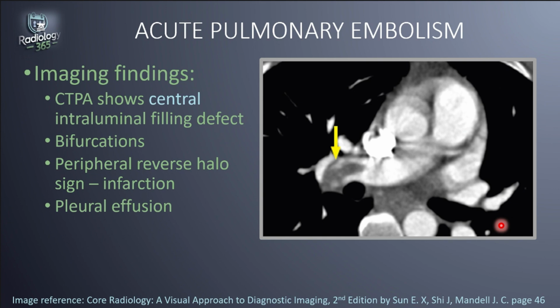Pleural effusions also often develop after several days. After congestive heart failure, parapneumonic effusion, and malignancy, pulmonary infarct is actually the fourth most common cause of pleural effusion. This image is a CT pulmonary angiogram, which shows a large, nearly occlusive filling defect in the right main pulmonary artery, and that extends distally to the bifurcation.